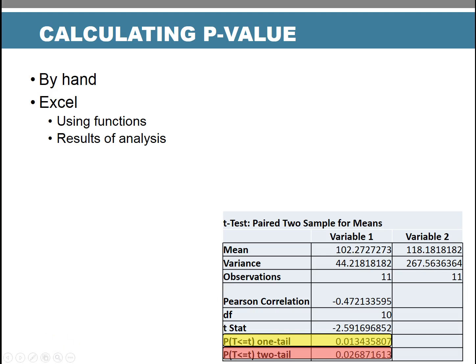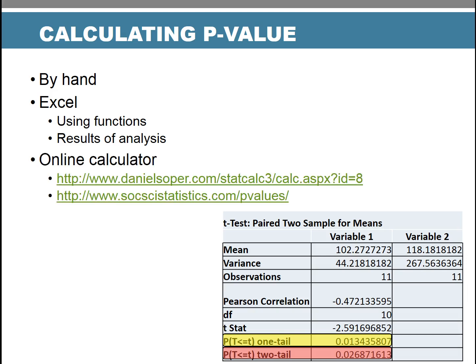Well, it really depends, right? If we have a non-directional hypothesis, we're going to look at the two-tail p-value. And if we have a directional hypothesis, or one-tail hypothesis, we're going to look at the one-tail p-value. So we just look right here in these results, and it's given to us when we run this test. Other statistical software will typically give you the p-value as a result also. There are also online calculators that we can use where we put in our parameters from our test, and those will give us the p-value.